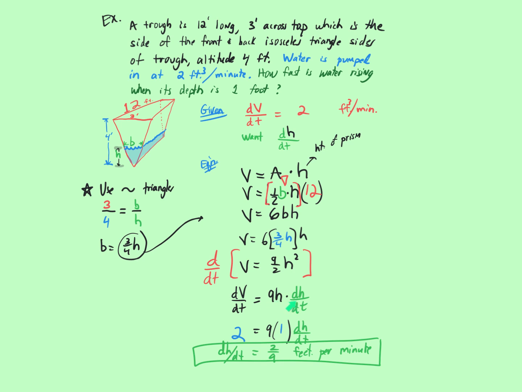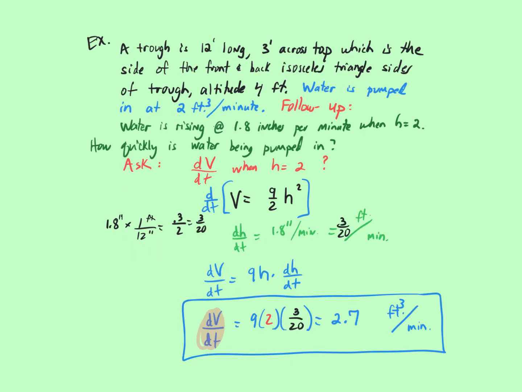And at this stage, we have been given everything we need. Volume is being pumped in, changing at 2 cubic feet per minute. The height of the water column was 1 foot at that point. And so dh/dt is 2/9 feet per minute. All right, the next example will be a follow-up where we need to pay close attention to the units, and that will be it. Same problem, but we don't know how fast the water is coming in, so let me cross that off.